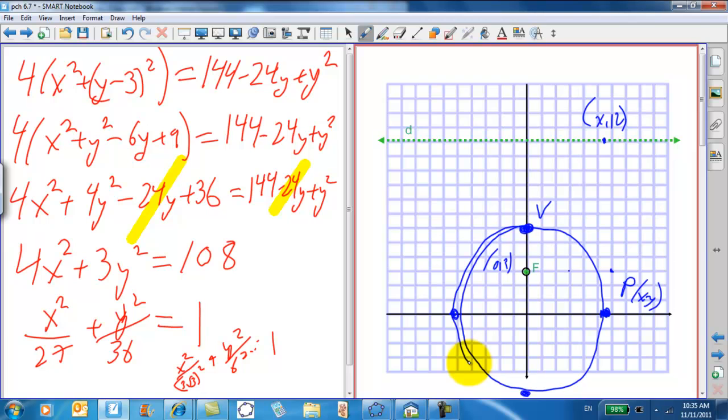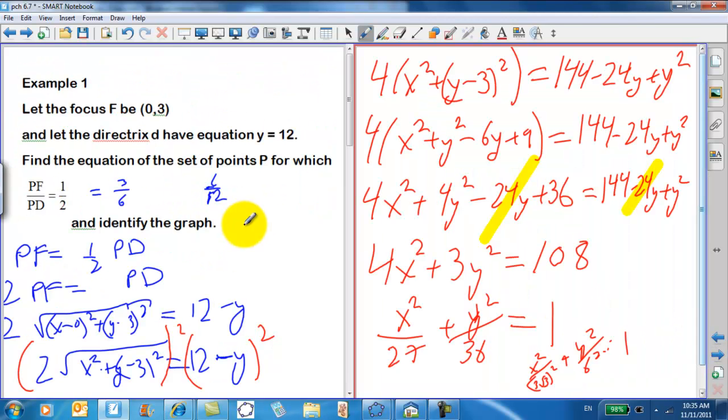generated by having that. And it looks like the eccentricity then is, as we said before, that ratio. And so this has an eccentricity of 1/2, the ratio of PF over PD. When the eccentricity is between 0 and 1, you get an ellipse.